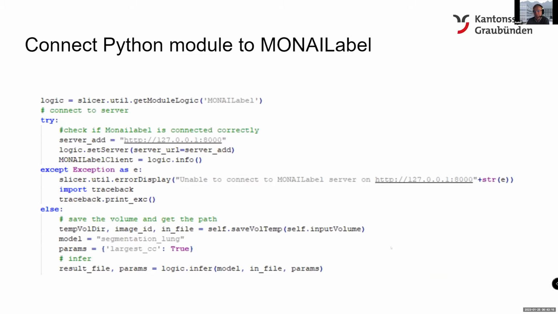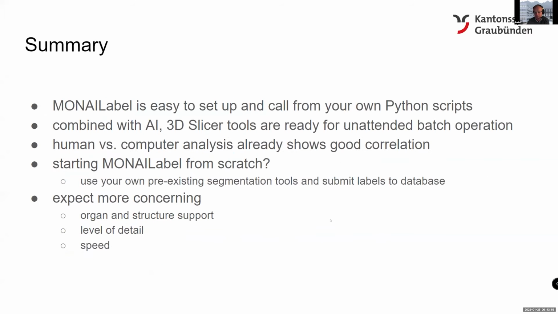So finally, this is the only small script I'd like to show you, and this is the only thing that is necessary to add, for example, MONAI Label in your own Python script and to perform inference on your data set. You connect with the MONAI Label server, then you do the inference, and that's really all you have to do. Of course, you have to train the model before, but you can then use this kind of artificial intelligence in your own 3D Slicer modules.